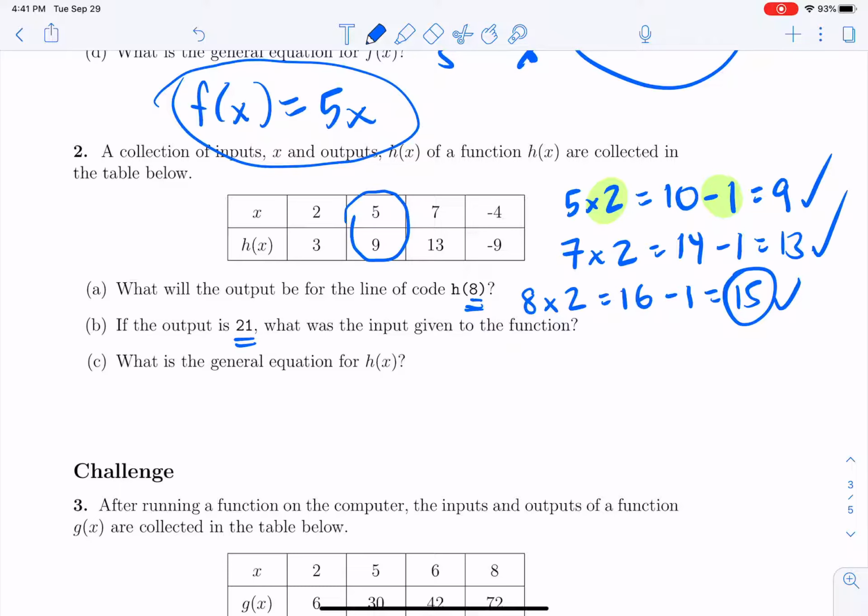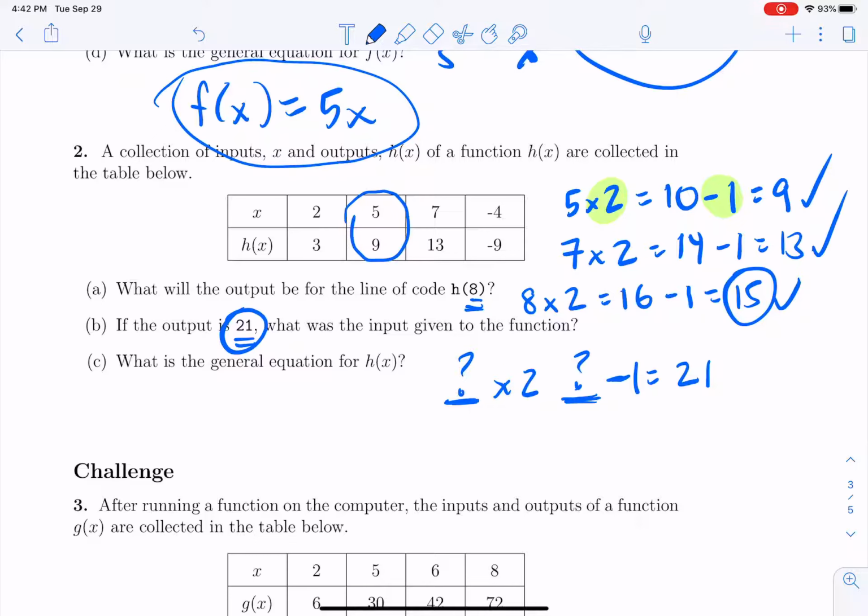All right, if the output is 21, what was the input given to the function? Okay, so this time we got to kind of work backwards. All right, so 21 is what we end up with. We know we have to subtract 1 from something to give us 21. And we know that we have to multiply that something by 2. There's really two big questions here.